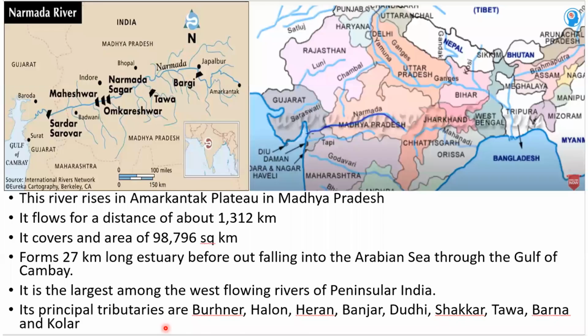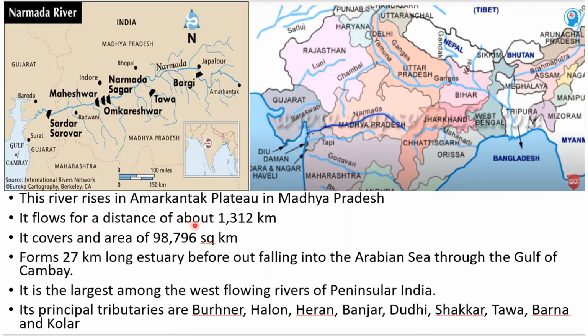Now let us see the west-flowing rivers of India. The very important west-flowing river of India is the Narmada River. River Narmada rises in the Amarkantak Plateau in Madhya Pradesh. This is the rising place. To the north of the Narmada River, the land gently slopes towards the west. That is the reason Narmada and Tapti empty into the Arabian Sea.